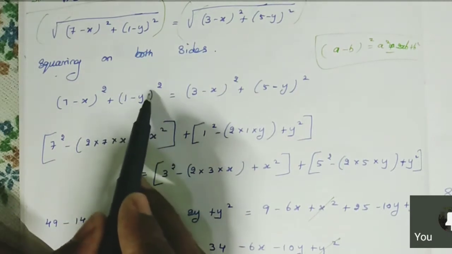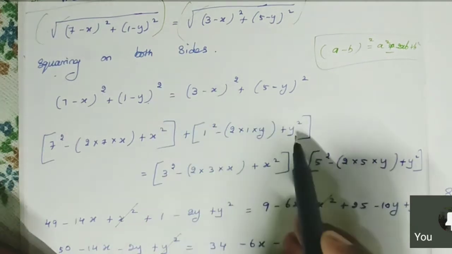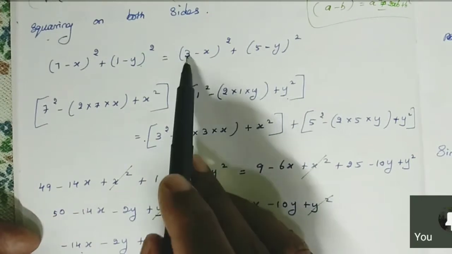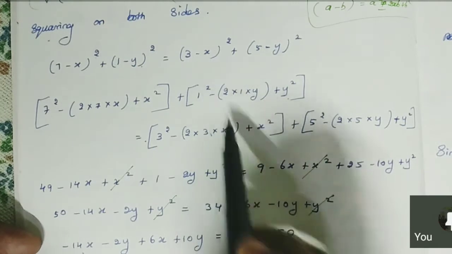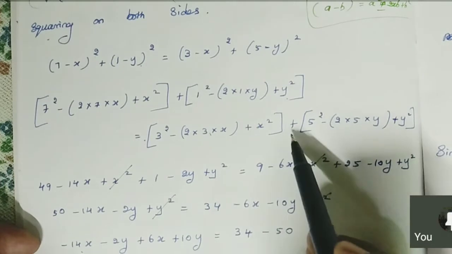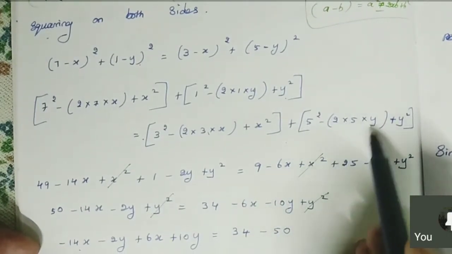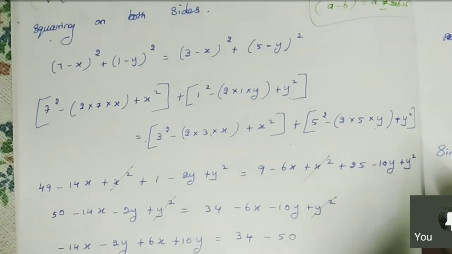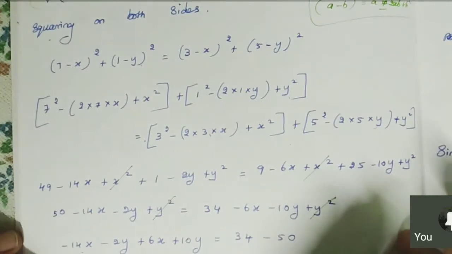Second one, 1 minus y the whole square. That is 1 squared minus 2 into 1 into y plus y squared. Which is equal to 3 minus x the whole squared. So 3 squared minus 2 into 3 into x plus x squared, plus 5 minus y the whole squared. So 5 squared minus 2 into 5 into y plus y squared. I just simply expanded the given squares using the identity a minus b the whole square. Clear?